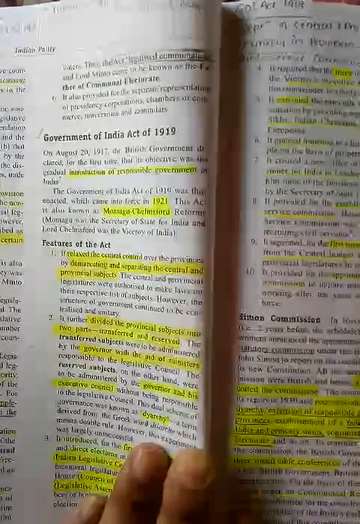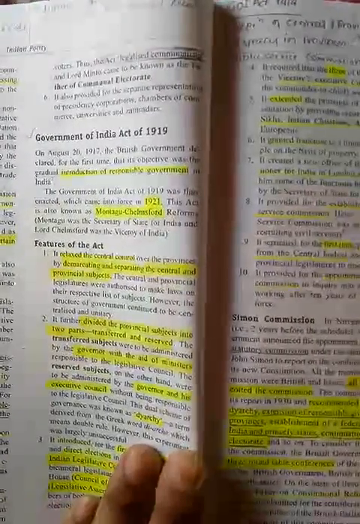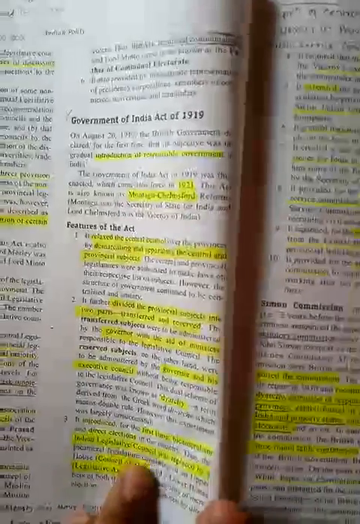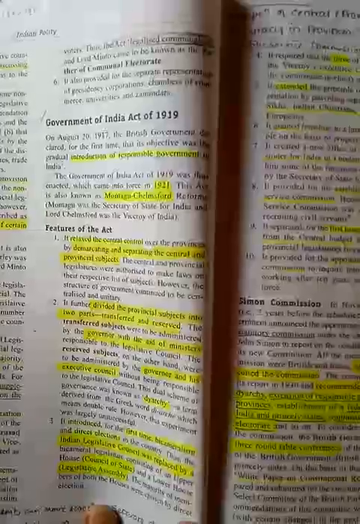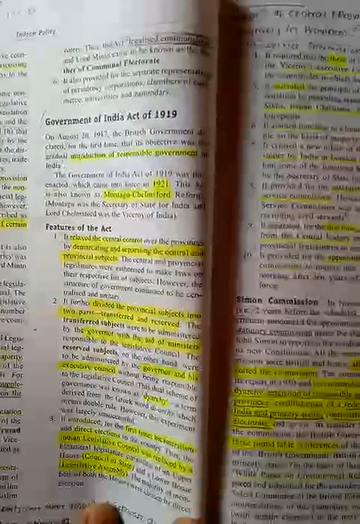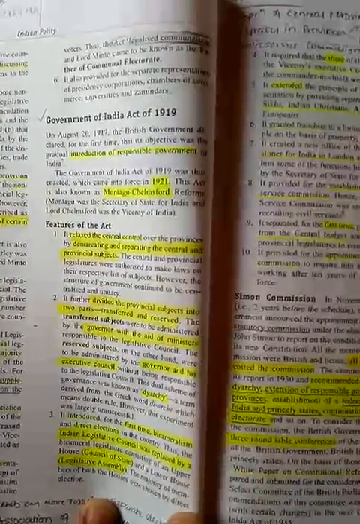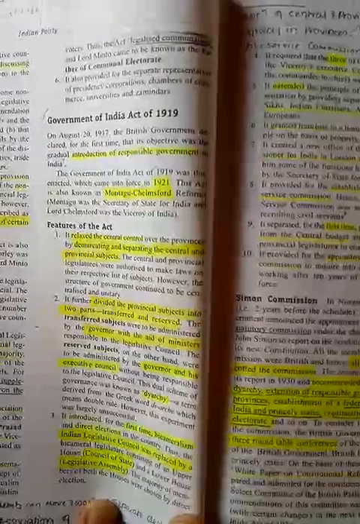Transferred subjects were to be administered by the governor with the aid of ministers responsible for the legislative councils, and the reserved subjects, on the other hand, were administered by the governor and his executive councils. This dual system was known as diarchy. Okay.